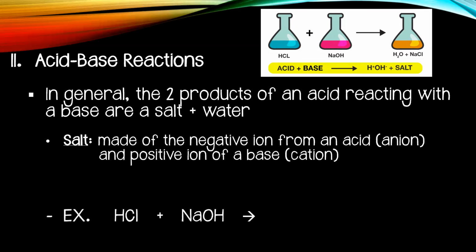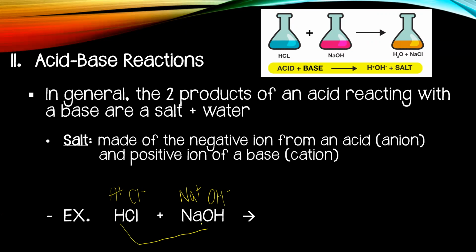Just to remind you of a common example of a neutralization acid-base reaction, we have HCl, hydrogen chloride, or now you know it as hydrochloric acid, and sodium hydroxide, which is our base. Basically what happens is, if you break these apart into ions, you get H+, Cl-, Na+, and OH-.